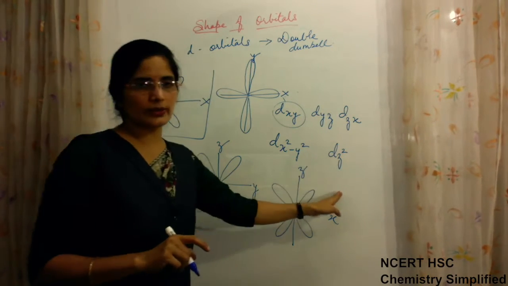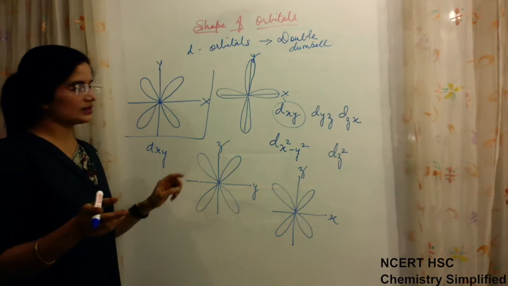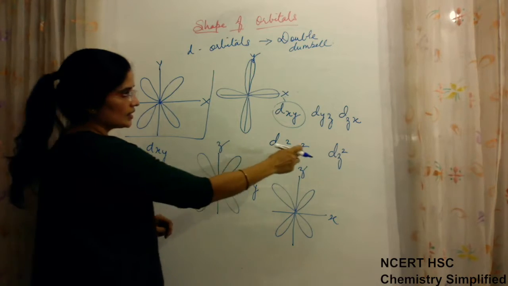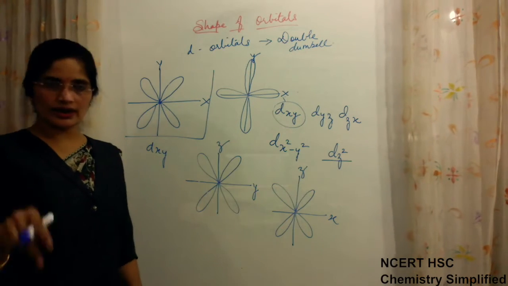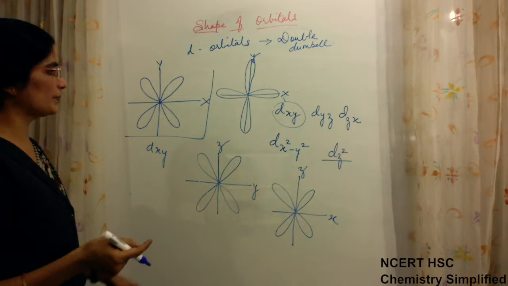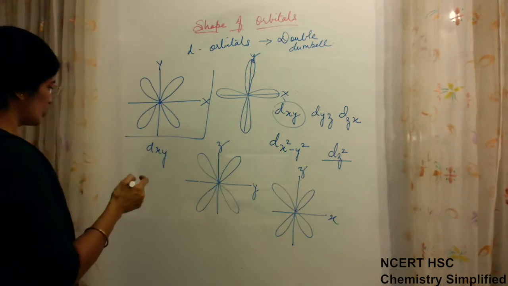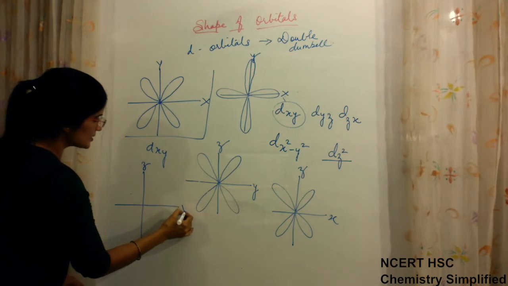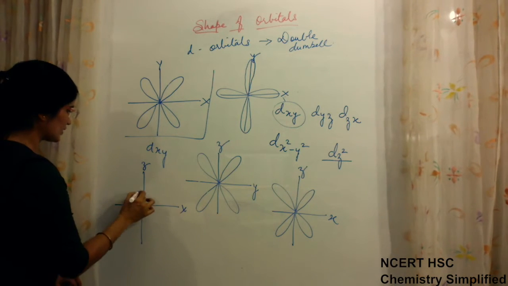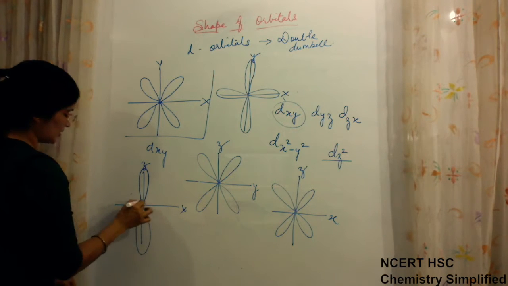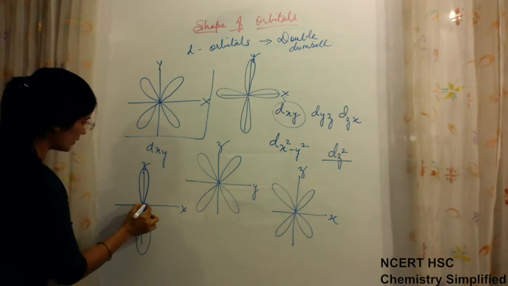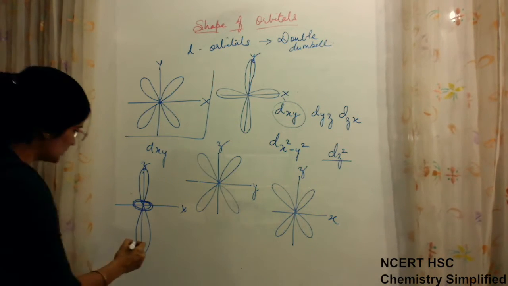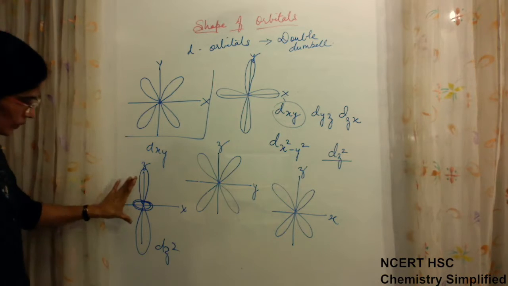And dz square, because every orbital has two lobes. One this, one this, one this, one this. In case of dz square, there are also two lobes, but both of them are present only on the z-axis. So the structure will be like this. This is the z-axis, this axis is x or maybe y. This is one lobe, another lobe is in this direction. So when you see it in the book, you will find dz square shown like this.